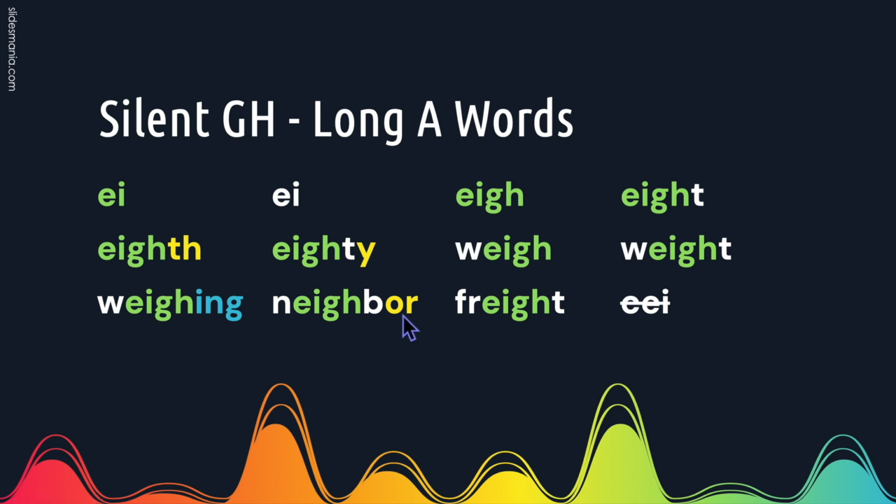We can add suffixes and it doesn't change the long A sound. Weighing, neighbor. Now OR usually says "or", but at the end of a word, it may take on a schwa sound because it's easier to say. So while this looks like "neighbor", most of the time people say neighbor as if this were ER. Freight. Now, one important exception is if EI comes after the letter C, it's going to have a long E sound. That will be covered in a different video. For now, if you just remember EIGH has the long A sound, that will be good enough.